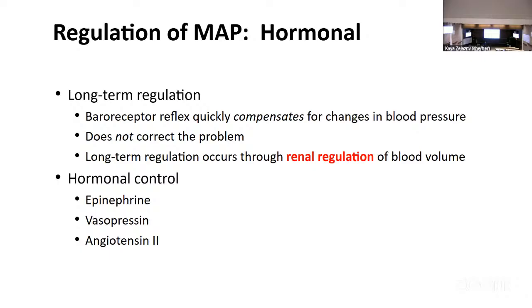Okay. So when we're thinking about regulating mean arterial pressure, using our hormones. One of these is hopefully pretty familiar, our epinephrine. You can already kind of predict how that's going to play a role in affecting our mean arterial pressure. And I've got two more hormones that we've mentioned briefly as kind of an add-on stuff that affects the cardiovascular system, are vasopressin and angiotensin 2.